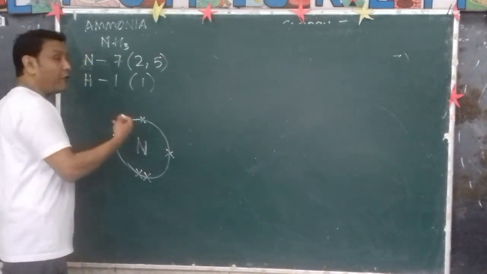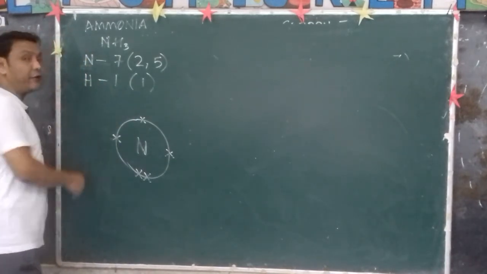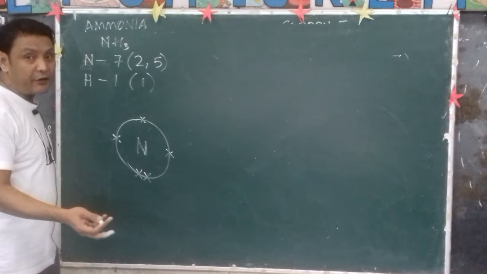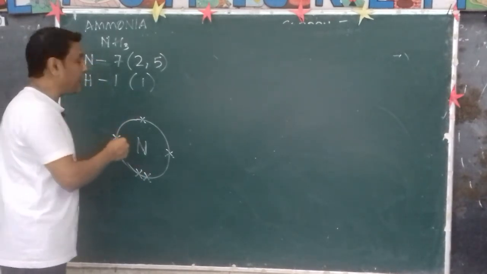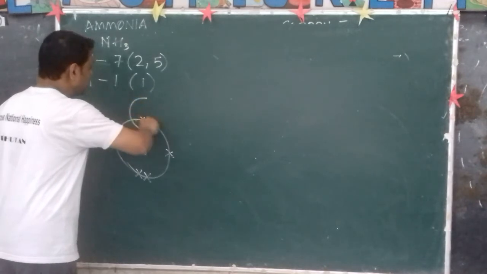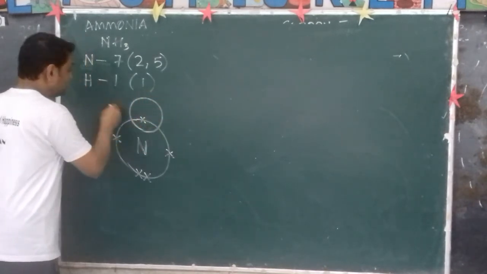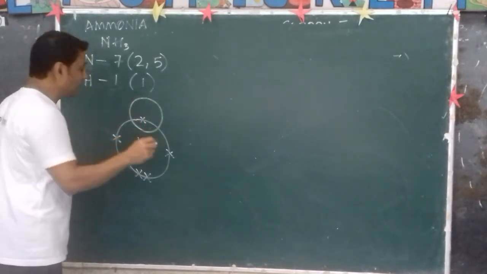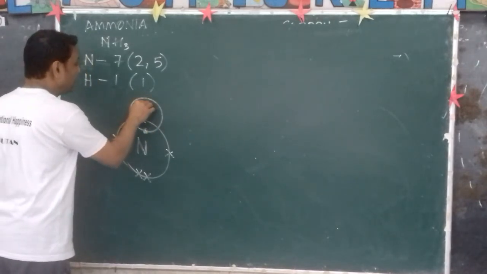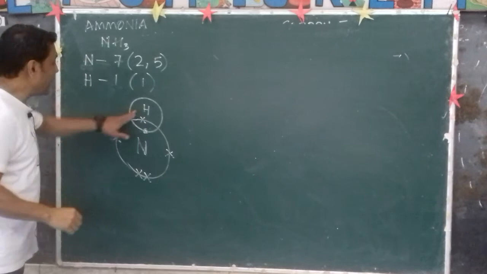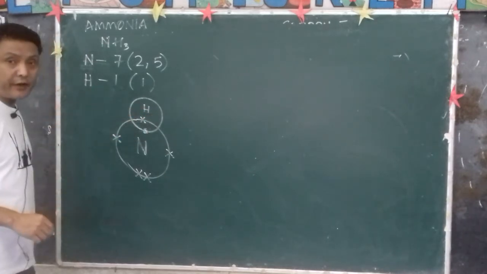Where does it come from? Obviously, it is combining with hydrogen. So it has to come from hydrogen. Therefore, since they are both non-metals, they will share electrons. One hydrogen atom, since it is deficient of one electron, will share its one electron with one electron of nitrogen, and hydrogen will have a stable electronic configuration.